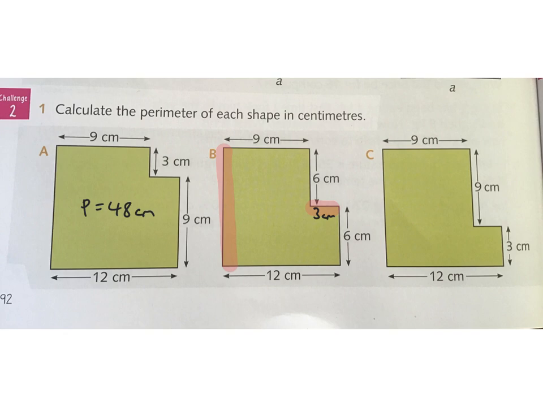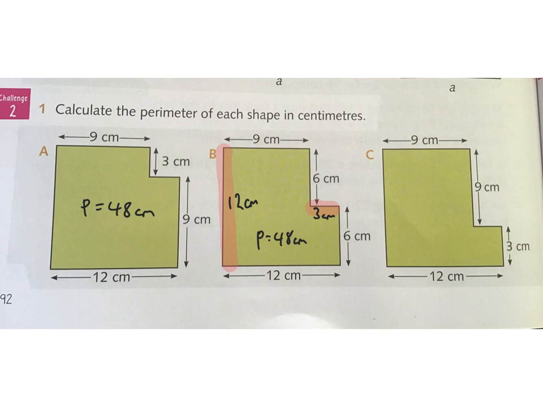If we take a look at the vertical sides, we don't know what that one is, but we know that this one is 6 and this one is 6. And if we look at the shape carefully, we can see if you join this and this, it's the same length as this side. So that makes 12 centimetres. So when we go round and add up all of our sides, the perimeter is 48 centimetres. 12 and 12 and 9 and 6 and 3 and 6. When I added those up carefully, I got 48 centimetres.